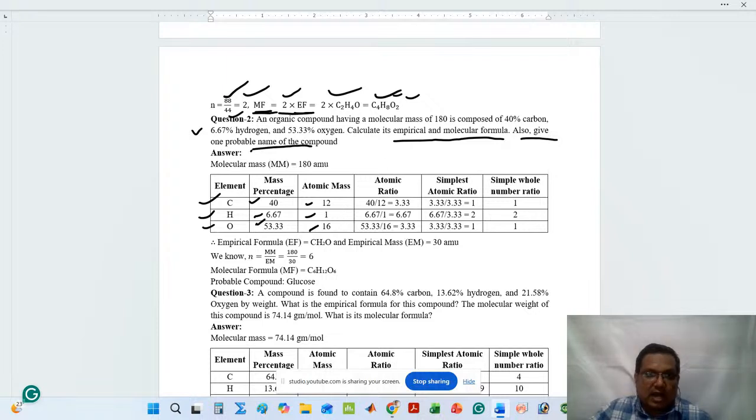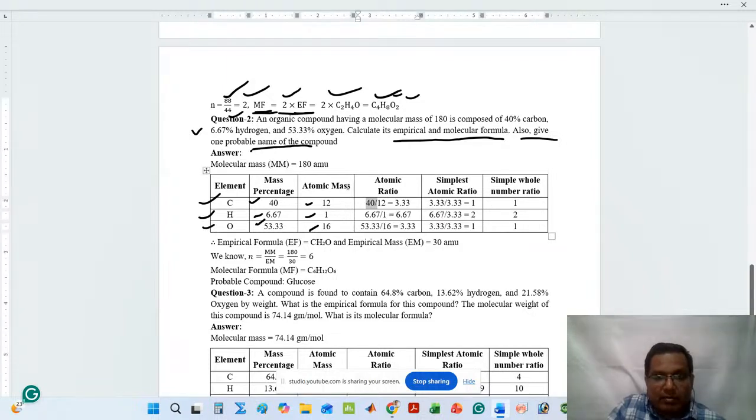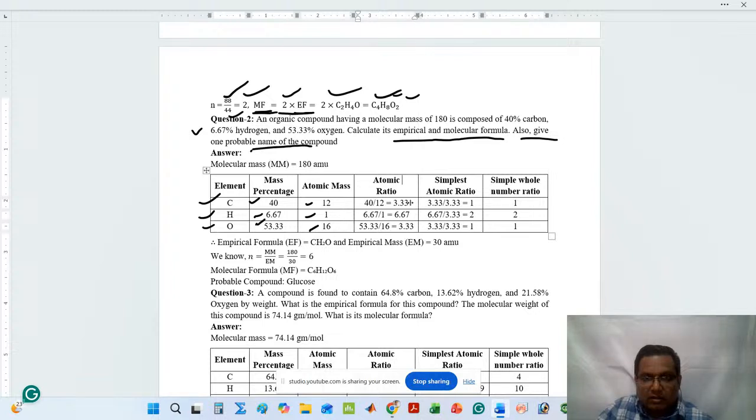Here the carbon having the mass percentage 40. So here I can write 40. Next, the atomic mass is 12. So here I can write 40 by 12. After solving, you can find the value is how much? 3.33. This is the value 3.33.